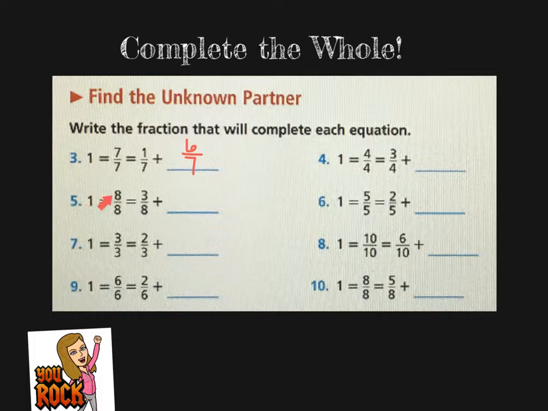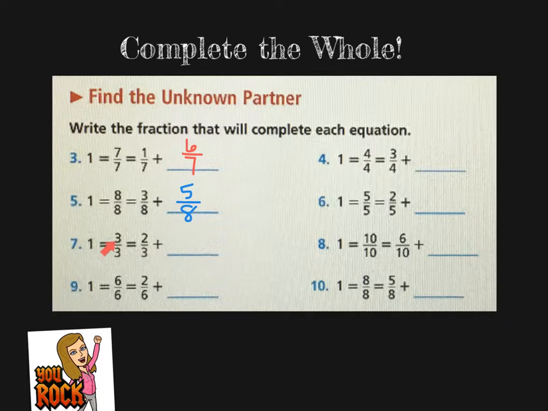So the next one, we've split it into 8 equal pieces. So 8/8 would be the whole, which would be equal to 3/8 plus how many are missing? Well, think 3 plus what equals 8? Well, 3 plus, it would have to be 5/8 to equal one whole. 5/8 plus 3/8 would give me 8/8.